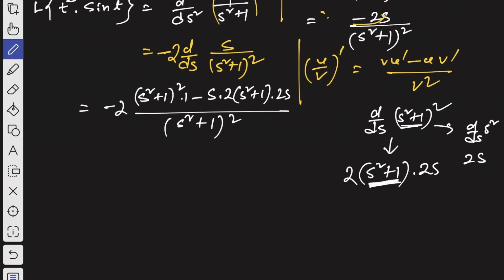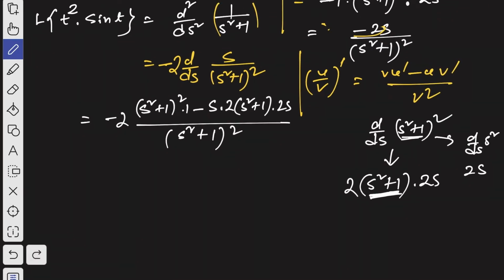Now the denominator is v square. So here the denominator was (s square plus 1) whole square, so again we need to square this. That's what we will get.